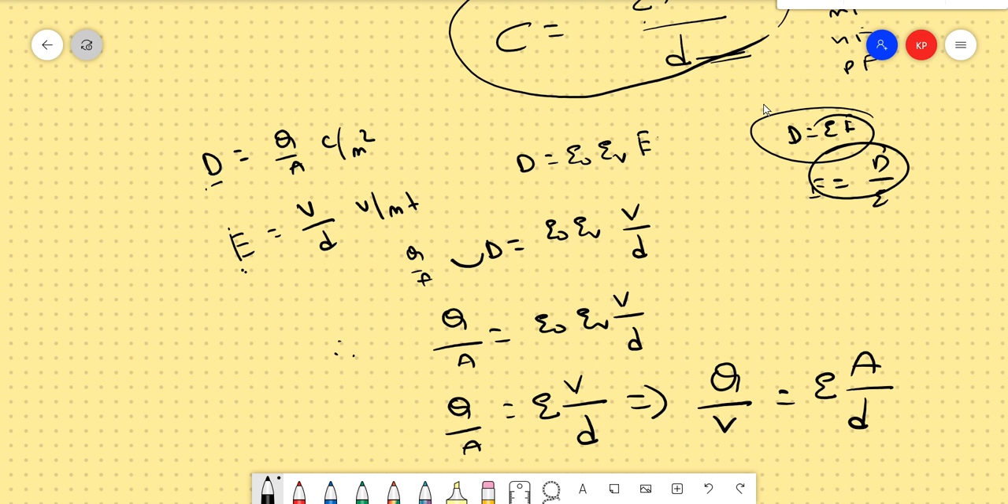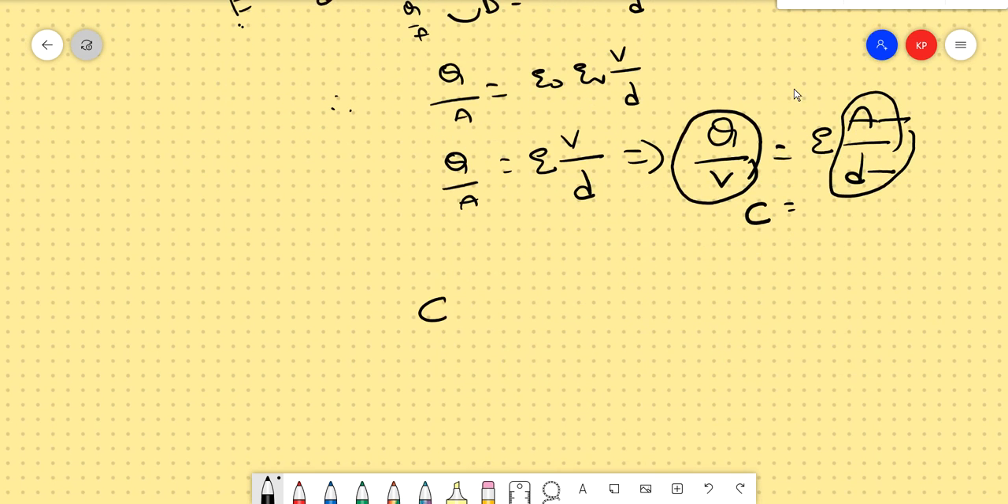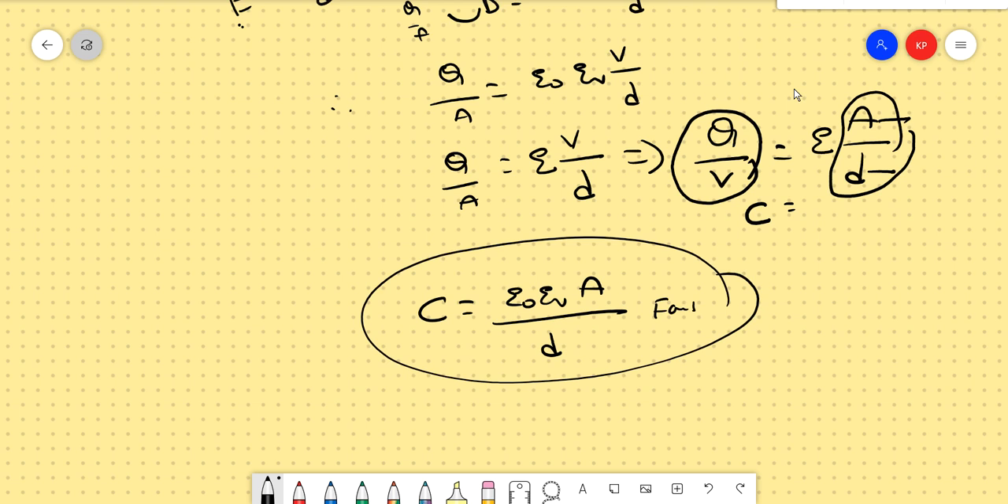You can see I have written this formula as Q by V is equal to epsilon naught A by D, where Q by V is nothing but C, and A is the area and D is the distance. So C is equal to epsilon naught into A divided by D. Therefore, capacitance is equal to epsilon naught epsilon r times the cross sectional area of the plate divided by the distance between the plates, in farads. This is the formula we have studied up to now. From this, capacitance is directly proportional to the cross sectional area of the plate, inversely proportional to the distance between the plates, and directly proportional to the relative permittivity of the medium, where epsilon naught is constant. So the capacitance depends upon these factors.